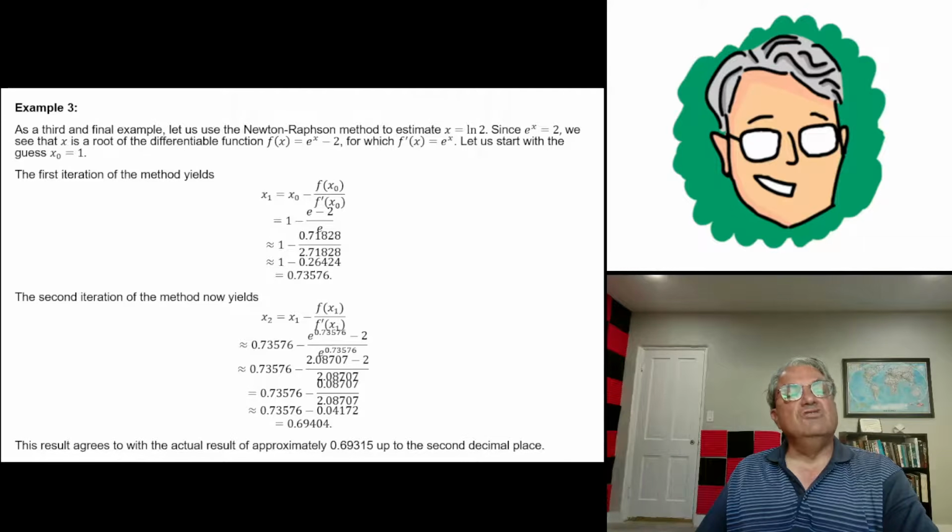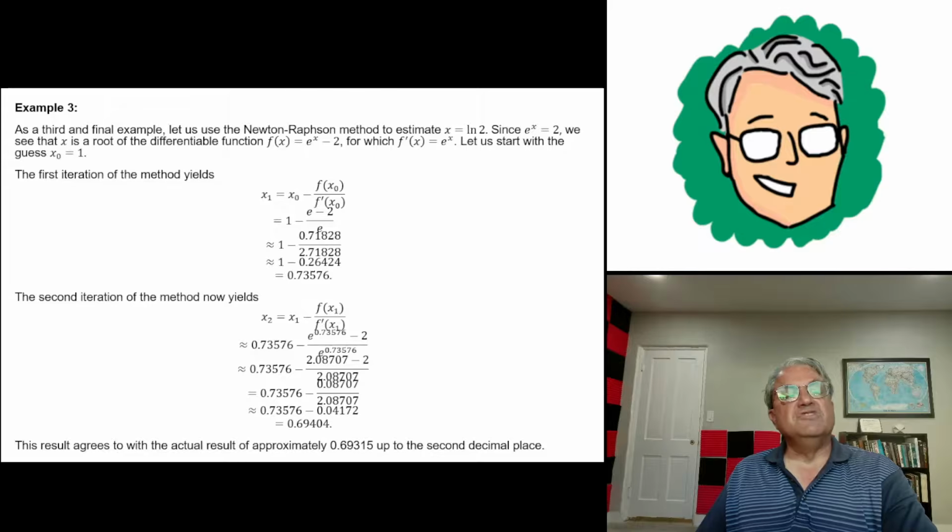So again, we apply the Newton-Raphson method. x1 is x0 minus f of x0 over f prime of x0. And f of x0 is going to be e to the x0 minus 2, and f prime of x0 is just e to the x0. And if you plug in the numbers, I'm not going to go through all the steps, but if you plug in the numbers and simplify, you get 0.73576. That turns out to be a much better estimate of the natural logarithm of 2 than 1, but it's still not a very good estimate.